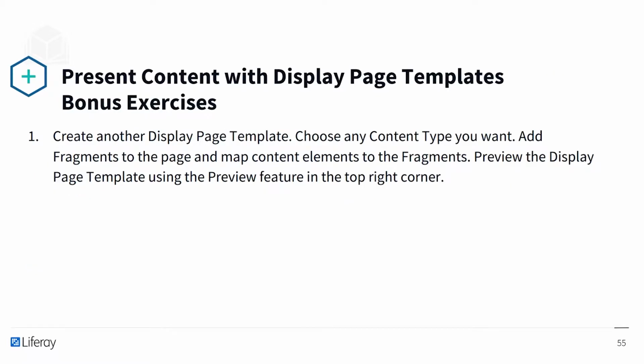We also have a bonus exercise. Create another display page template. Choose any content type you want, add fragments to the page, and map content elements to the fragments. Preview the display page template using the preview feature in the top right corner. We won't cover this exercise in the video, but feel free to complete it on your own.